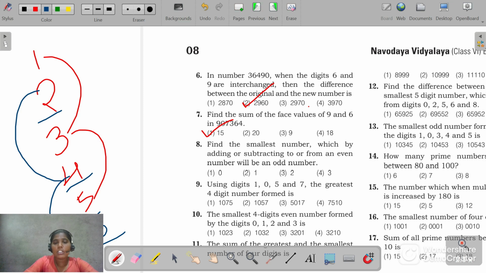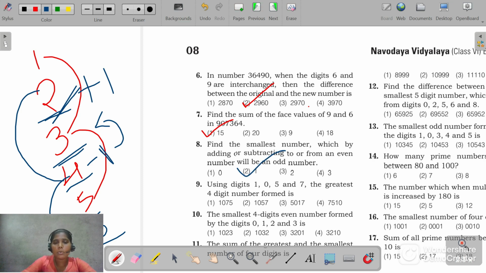So what are they asking? What is that smallest number? We have to either add it or subtract it, such that when we do that process, we get an even number that becomes an odd number. So here it is 2. 2 plus 1 gives 3, an odd number. In the same way, when we subtract, 4 minus 1 is again 3. So from this, we can tell that the smallest number is 1.